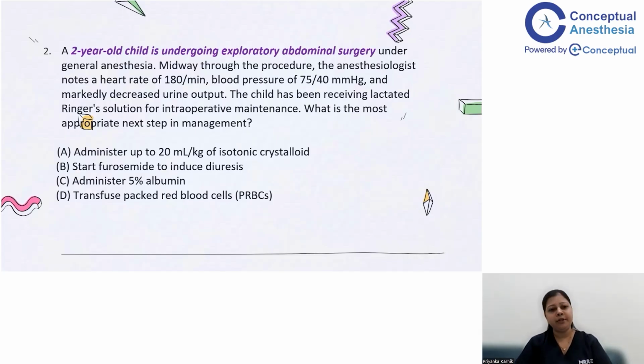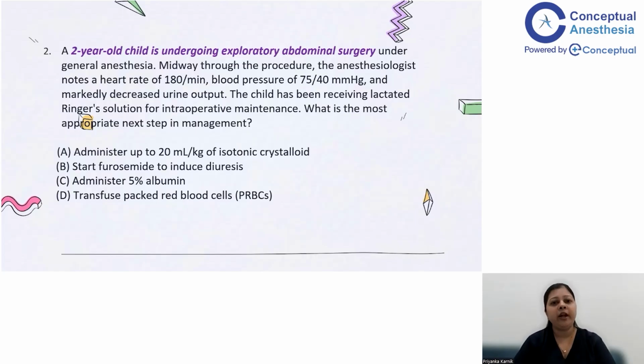So the options are administer up to 20 ml per kg of isotonic crystalloid, start furosemide to induce diuresis, administer 5% albumin, and last is transfuse packed red blood cells. So here the correct answer is administer 20 ml per kg of isotonic crystalloid. Now why is it so?